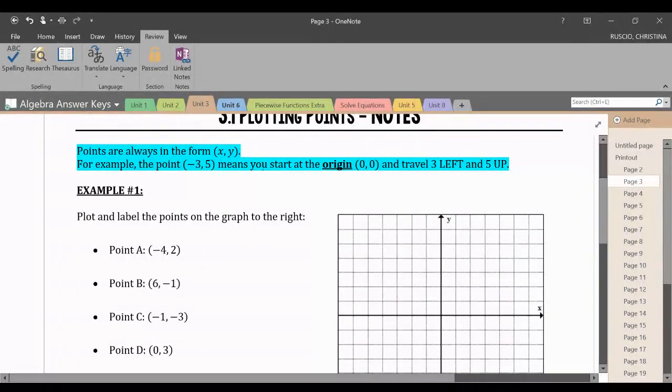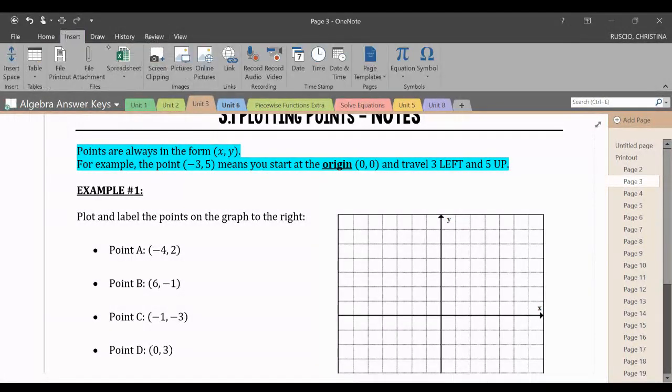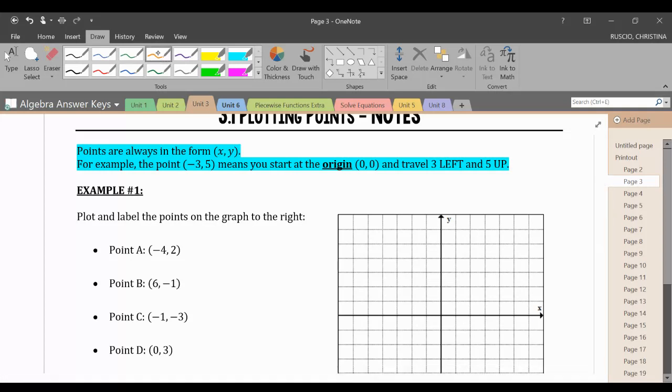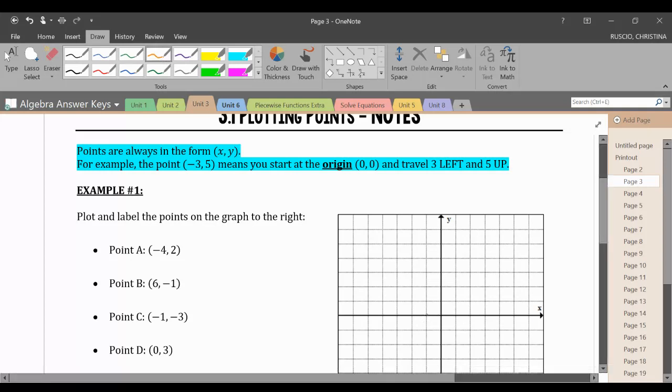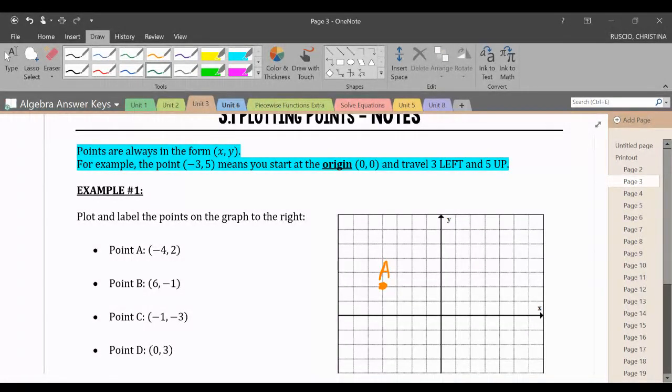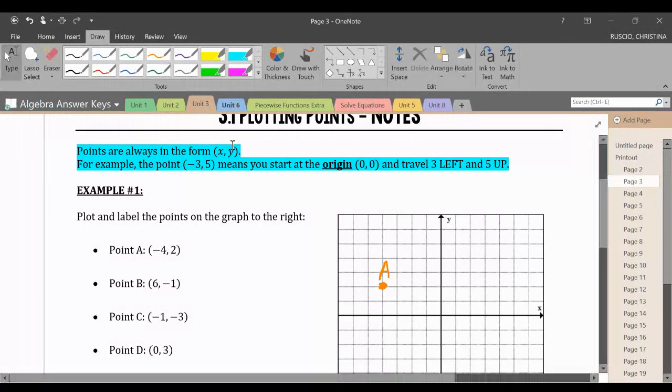All right, so let's get some practice plotting these points. Notice how it says to plot and label the points. So point A is the point -4, 2. So we're going to go over to the left 4 and up 2, and we're going to label that point A. Point B, let's graph that guy.